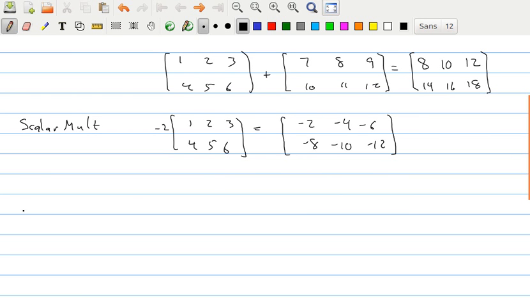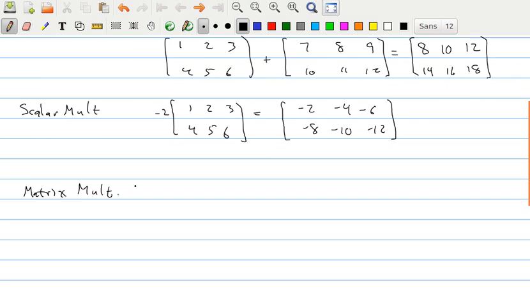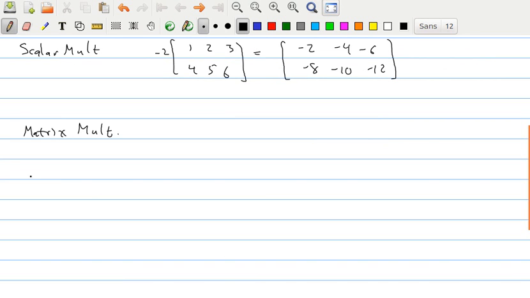And finally, we've got the idea of matrix multiplication. Now this is a little bit weird. First off, in order to be able to multiply two matrices, if we take a matrix A, which has some number of rows and some number of columns, and we try to multiply it by matrix B, which has some number of rows and some number of columns, for reasons that will become apparent in a minute, we only define multiplication if the number of columns in the first matrix is the same as the number of rows in the second matrix. Otherwise, the matrix multiplication isn't defined.